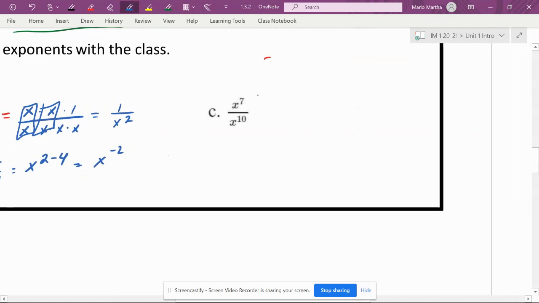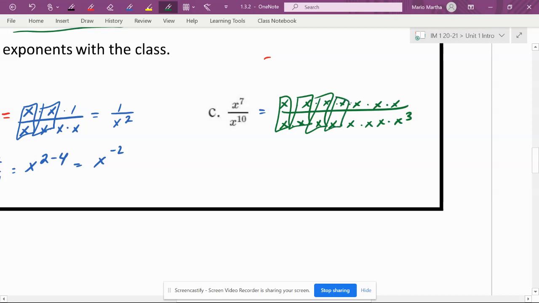And then on our last problem, C, we're looking at x to the 7th over x to the 10th. So again, expand. We're going to have 7 x's on top. And then at the bottom, we're going to have 10 of those. So 1, 2, 3, 4, 5, 6, 7, and then x to the third. And then 1, 2, 3, 4, 5, 6. So we have 7 giant ones, right? So all of those divide out, and then you're just left with 1 on top left over. So this would be 1 over x to the third.